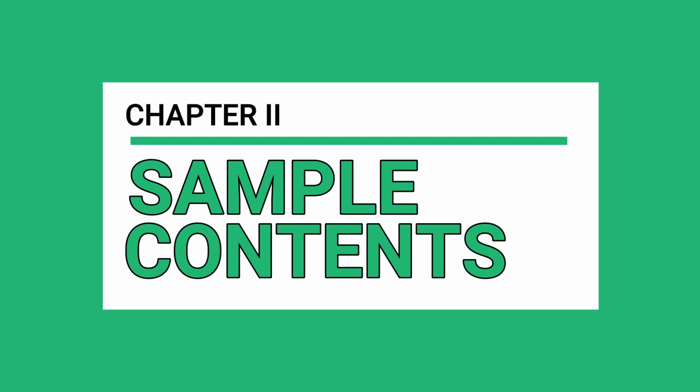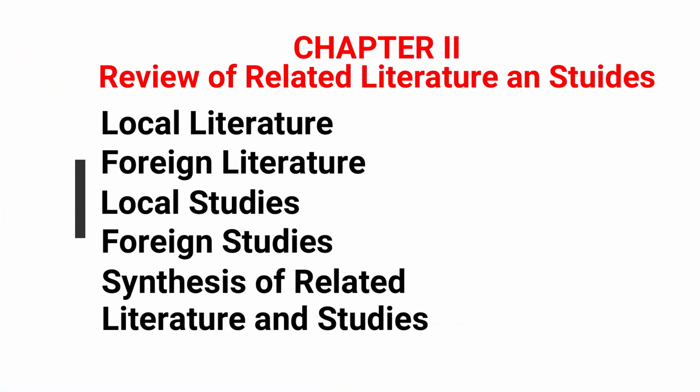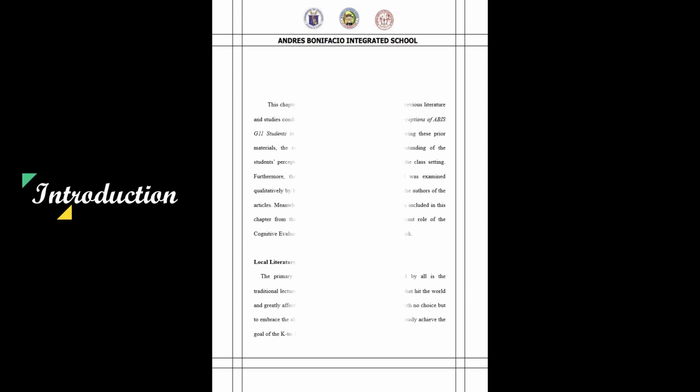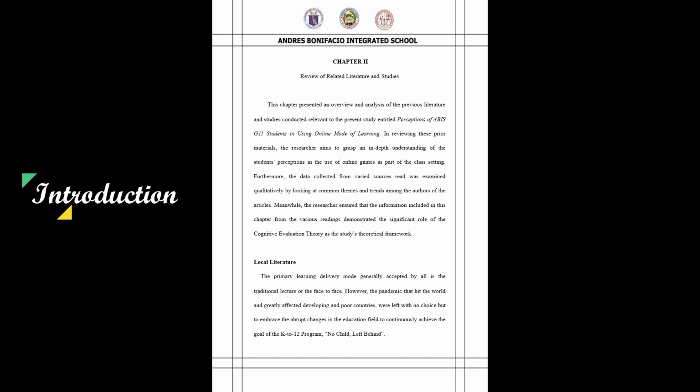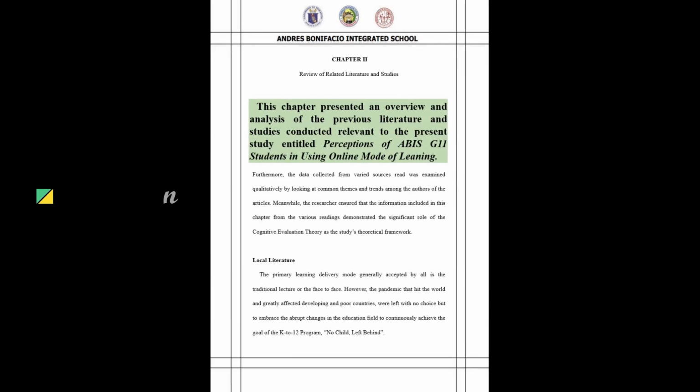Now let's have an example, Chapter 2 with contents. Take note though that this example has all the parts but is not fully completed. It was made only as a guide sample for you to see how Chapter 2 must be constructed. For the first page, we have the introduction. In this part, you must say that you'll give an overview and analysis of the previous researches relevant to the study specifying its title, like in that example sentence.